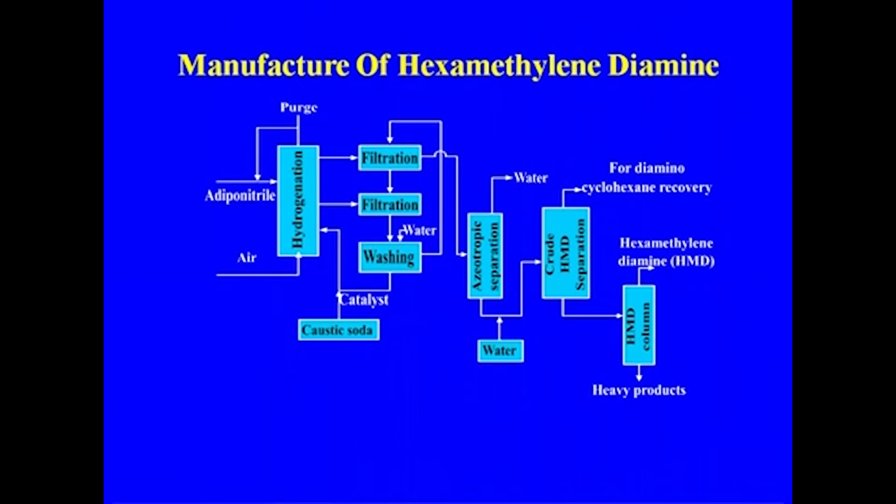This is the process that we are using in making hexamethylenediamine. Adiponitrile and hydrogen go to the hydrogenation, then filtration and washing, then azeotropic distillation, and we get the crude hexamethylene diamine. That goes to diaminocyclohexane recovery, and finally to separation, where we separate the heavy ends and get the final hexamethylene diamine, which goes for the manufacture of the adipic acid for nylon 66.